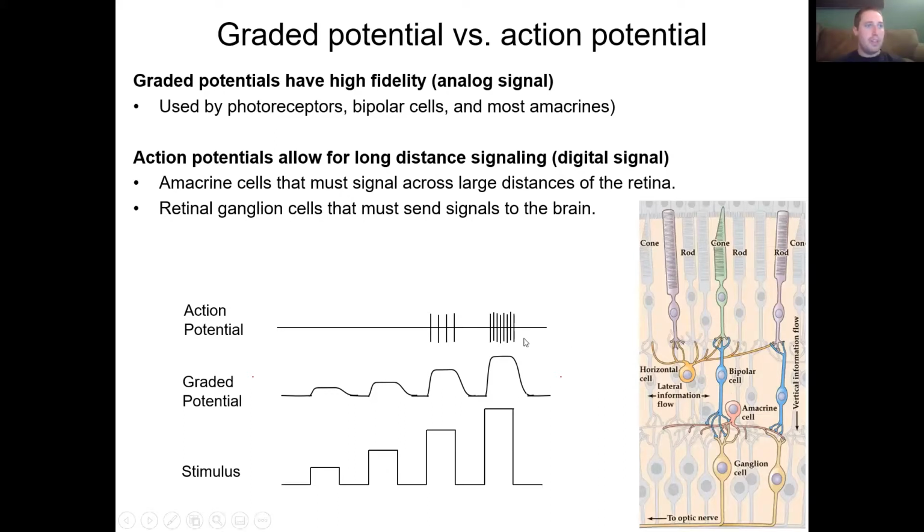So really only 2 types of cells use these spikes in the human eye, and those are some amacrine cells, the really big ones that have to stretch out a long ways across the retina, and then retinal ganglion cells, because their axons leave the eye and travel all the way into the brain, so it's a very long distance, so they use action potentials. So for the final question for your summary, I want you to tell me which cell types in the retina fire action potentials.